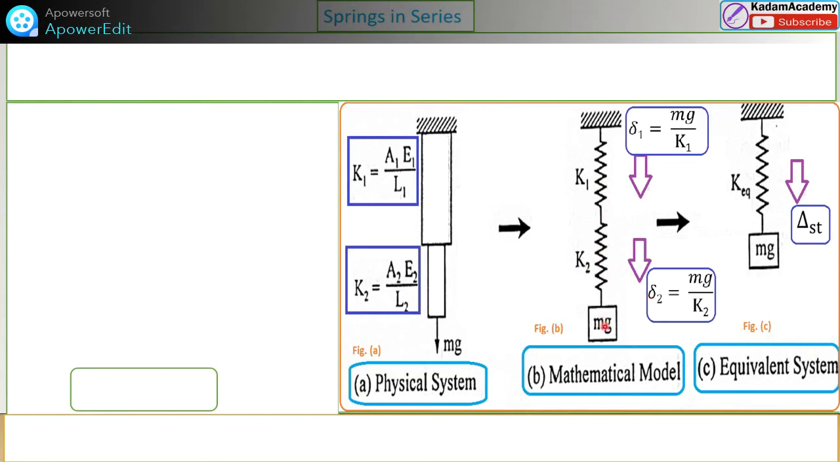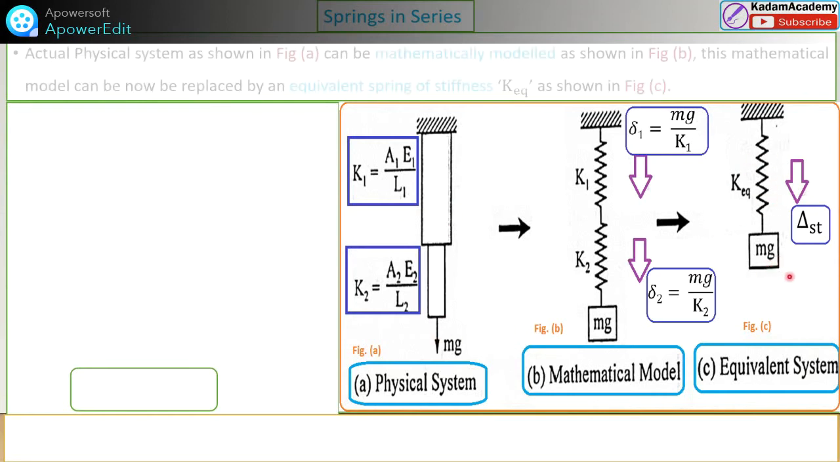What will happen in this case? Due to this weight in the mathematical model, the spring K1 will deflect with static deflection delta 1 equals mg by K1. Similarly, spring K2 will also deflect, delta 2 equals mg by K2. But what we have to find out is the equivalent spring stiffness. In this case, K equivalent is represented with delta ST, only for your understanding purpose. This equivalent system is the simplest representation of this rod.